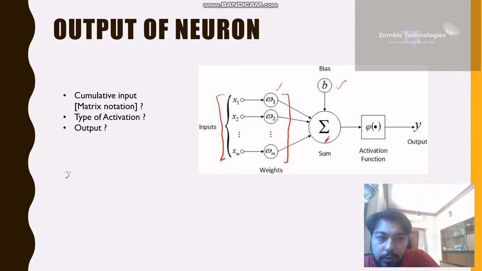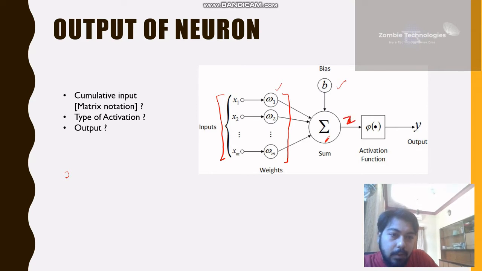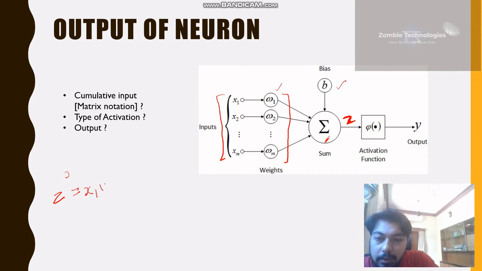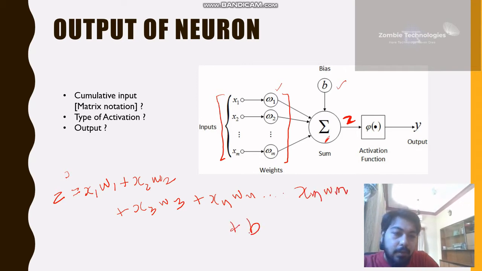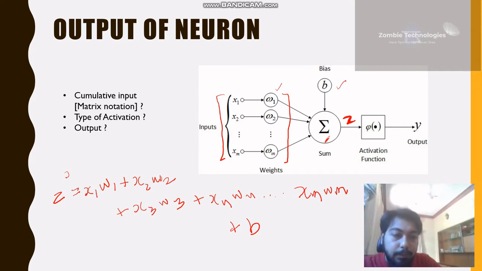So the input to this activation function, let's say z, would be x1 w1 plus x2 w2 plus x3 w3 and so on, x4 w4 and so on. It will keep on expanding like this till xm wm, and then we will add a bias to it. So this is the input to the activation function.